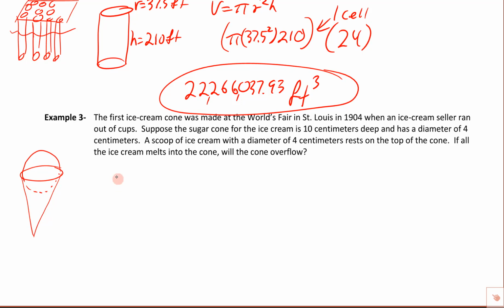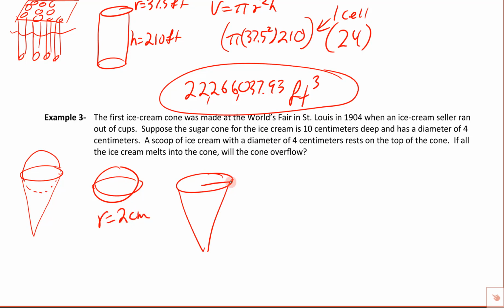Okay, so what we're going to do here is compare the volume of that sphere of ice cream with the volume of that sugar cone. This has a diameter of 4 centimeters, so that means the radius is 2 centimeters. The radius on this is also 2 centimeters, and it says the height is 10 centimeters. So let's compare these. The volume formula here would be 4/3 pi r cubed, so 2 cubed. And the volume formula here is 1/3 pi r squared, so 2 squared times the height of 10.